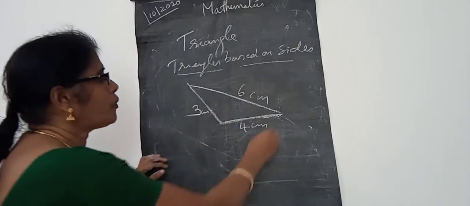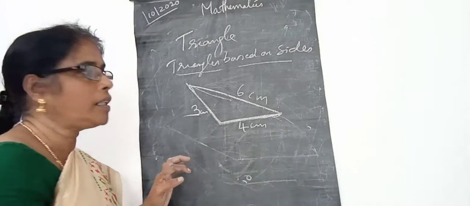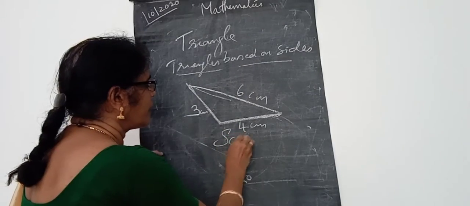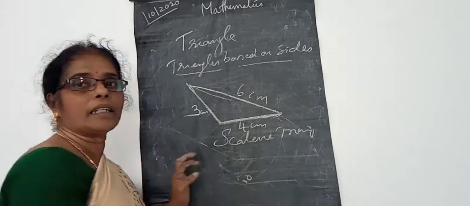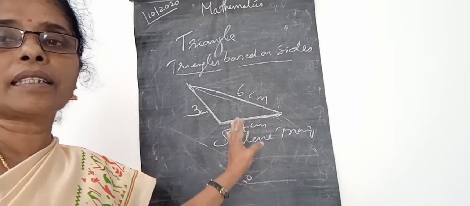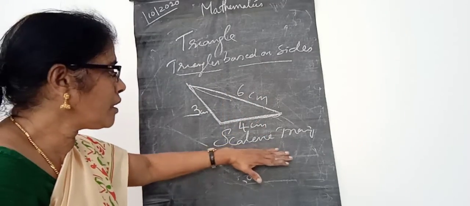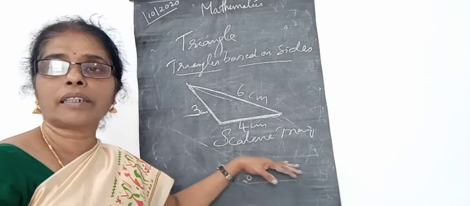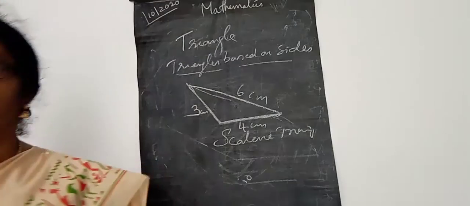These are the unequal sides of this triangle. This triangle we can call a scalene triangle. That is a scalene triangle, with 3 different sides. The sides of this triangle are different, so we call it a scalene triangle. This one is the scalene triangle. 3 sides are unequal.